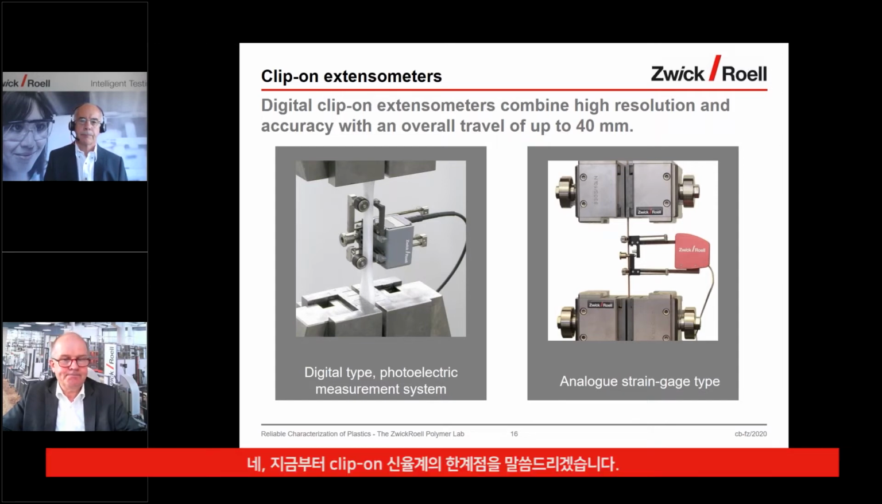Yeah, maybe let me just talk about limitations. The limitation of clip-ons is that they need to be manually attached to the specimen, and they have to be removed at a certain moment during the test when the machine is under load. So in case of brittle material, this may represent a risk for the operator, so it is better to avoid it and not to work with these clip-on extensometers.